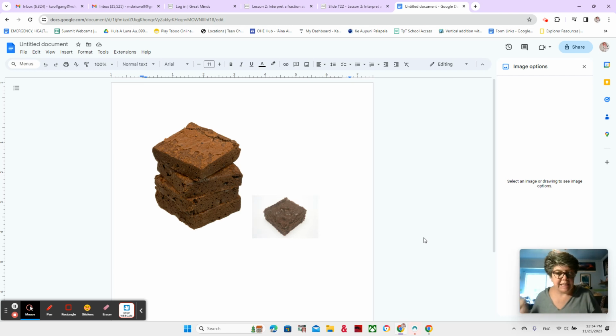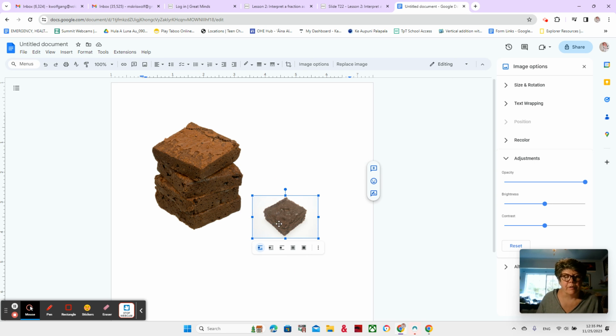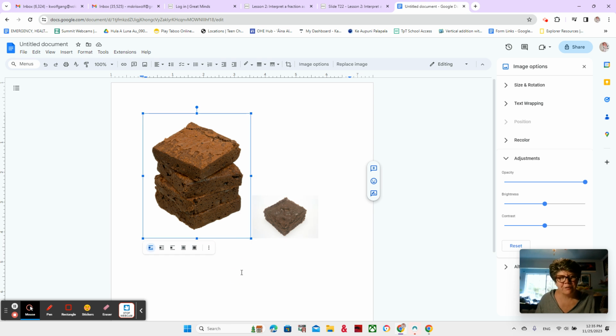Right, here we are on lesson 2 of module 2 and video 1. So suppose your 4 friends want to share 5 cooked brownies equally. Does each friend get more or less than 1 brownie? As you can see here, we have 1, 2, 3, 4, 5 brownies and 4 friends. So each friend is going to get more than 1 brownie because we have more brownies than we have friends, right?